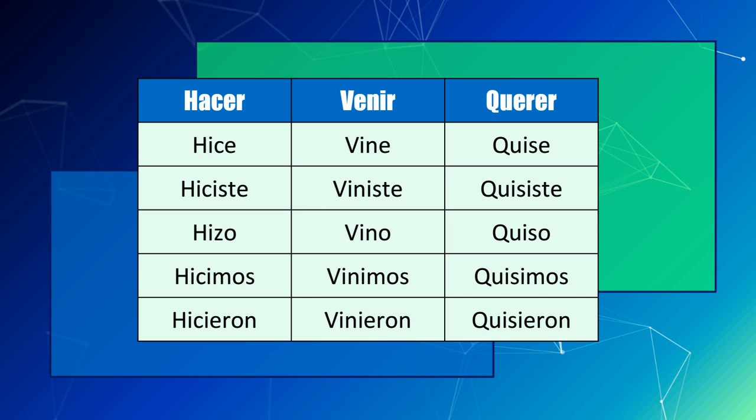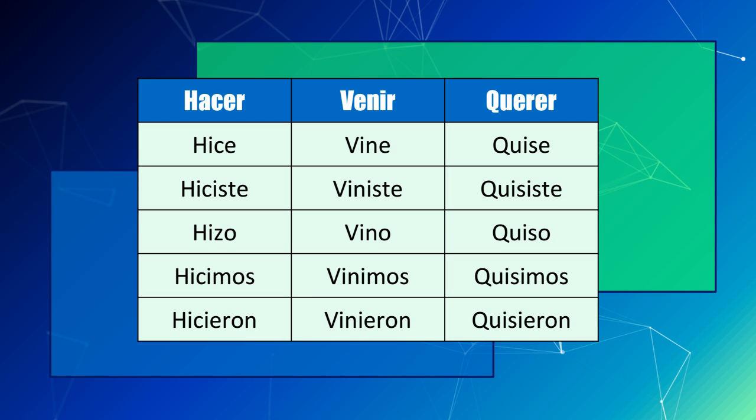Venir is vine, viniste, vino, vinimos, vinieron. I could say ayer yo vine a la escuela. So yesterday I came to the school. Querer, quise, quisiste, quiso, quisimos, quisieron. I could say nosotros no quisimos nadar, so we refused to swim.